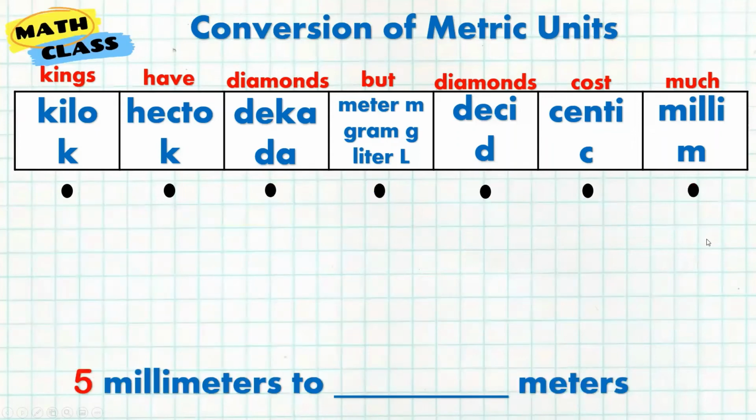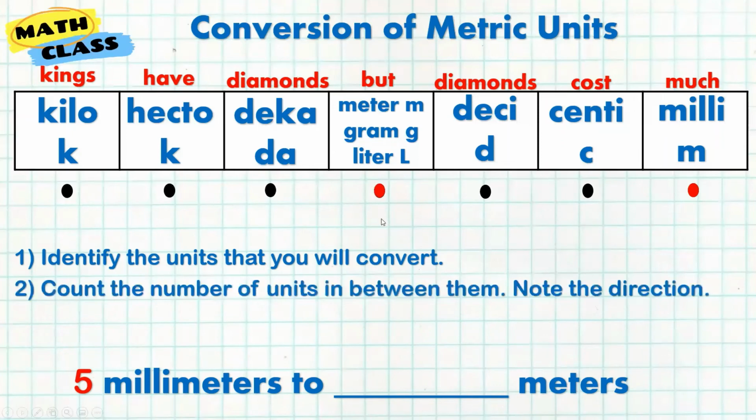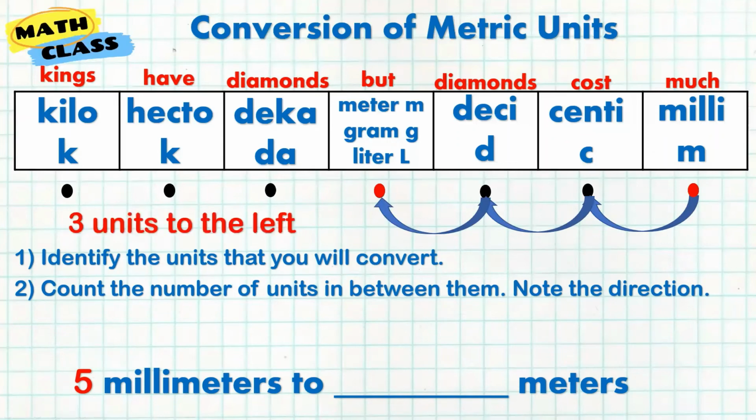Now, what if it's the other way around? We're going to convert from the lower unit going to the higher unit. So for example, here, 5 milliliters to how many meters? So identify again. From milli, you are going now to meters. So just like last time, count the number of the units in between. So 1, 2, 3. But take note, you are moving already to the left. So you move 3 units to the left.